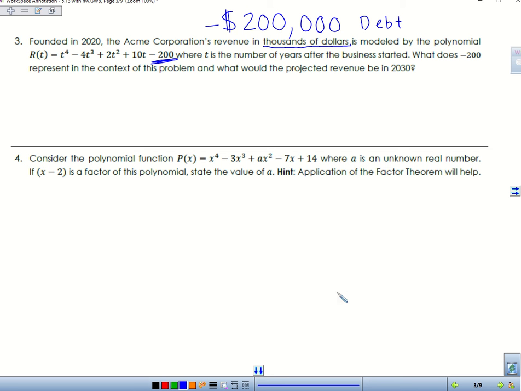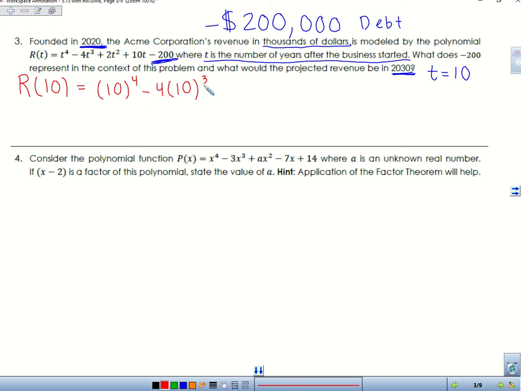Okay. So now we want to figure out their projected revenue in 2030. And it says here that t represents the number of years after the business started. The business started in 2020, so how many years later will it be in 2030? So we're going to plug in what for t? 10. And we also learned, I think it was yesterday or the day before yesterday, that you could also have done synthetic division with the 10 instead of plugging it in, right?